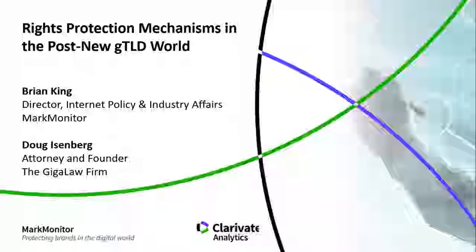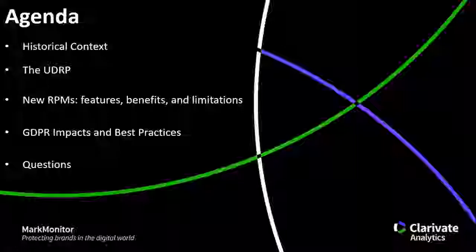If our viewers have not listened to Doug speak before, he often speaks at MarkMonitor events. Doug is an expert on internet law. He's a UDRP panelist. He's written hundreds of UDRP decisions and is a UDRP practitioner. Doug has been an adjunct professor of computer and cyberspace law, and he's the author of the GigaLaw Guide to Internet Law, which is a book that Doug authored. So we're honored to have Doug here with us today, and without further ado, let's jump into the content.